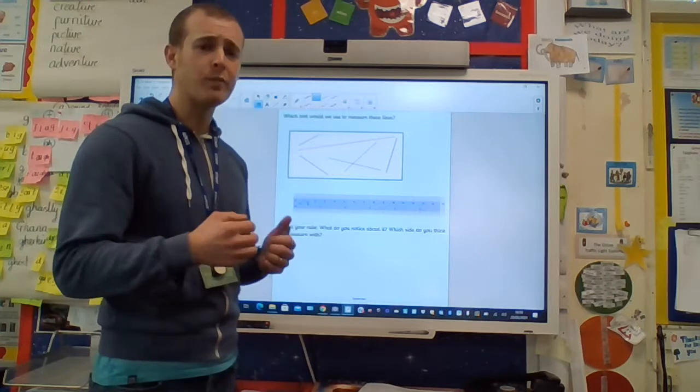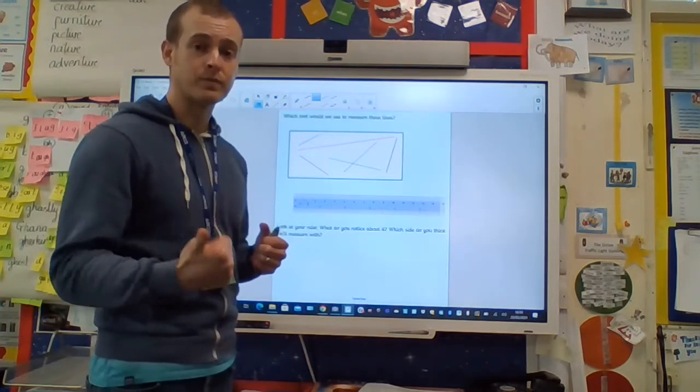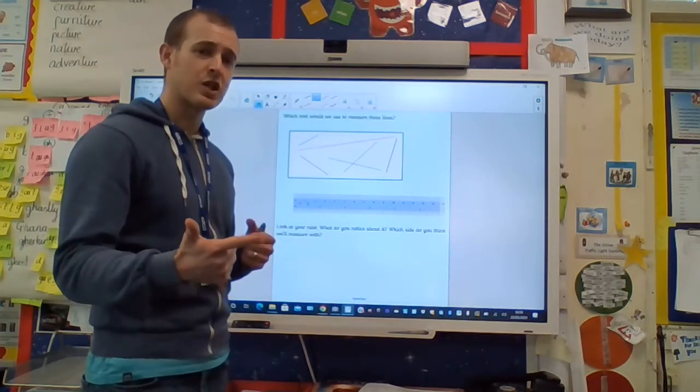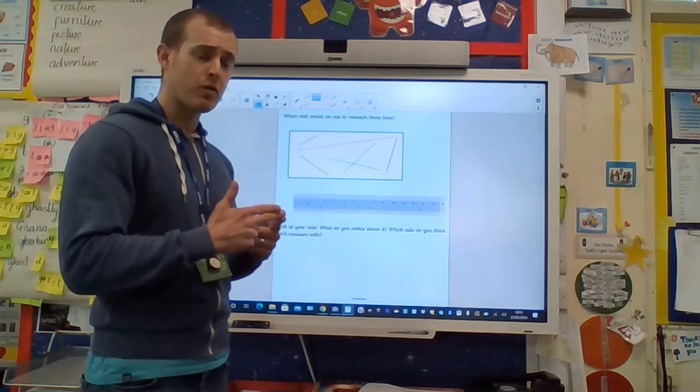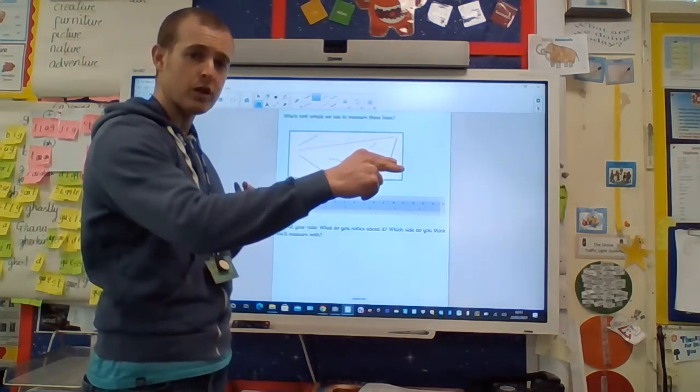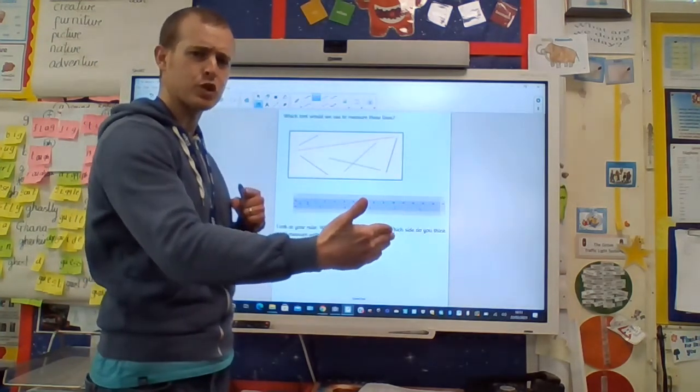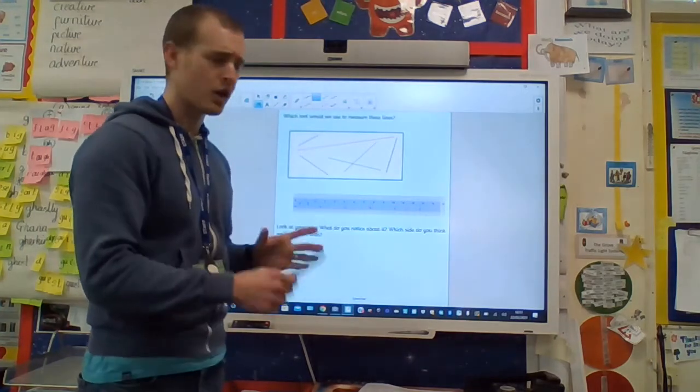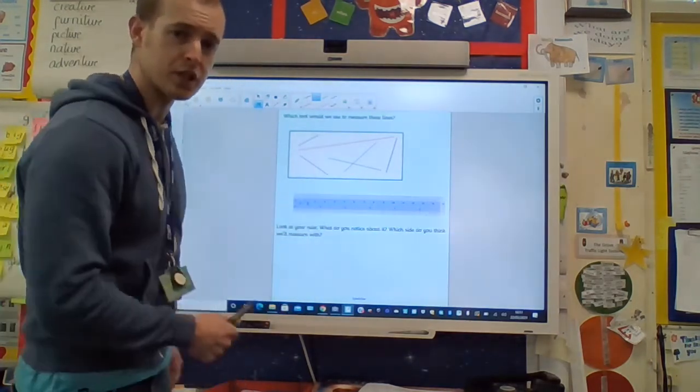Let's see. Number 1, I need to line my ruler up. Number 2, I need to start at 0. Number 3, I need to look along the edge of the ruler, and then I read my measurement from the stop point. I'll zoom in a little bit so that you can see nice and clearly.